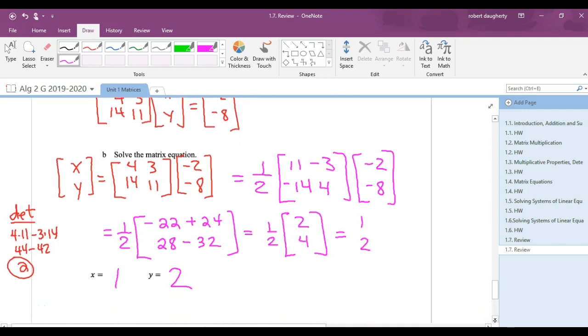My mistake. That is a negative 4. 28 minus 32 is negative 4. That's negative 2. So it's 1 and negative 2. So that was a good point.